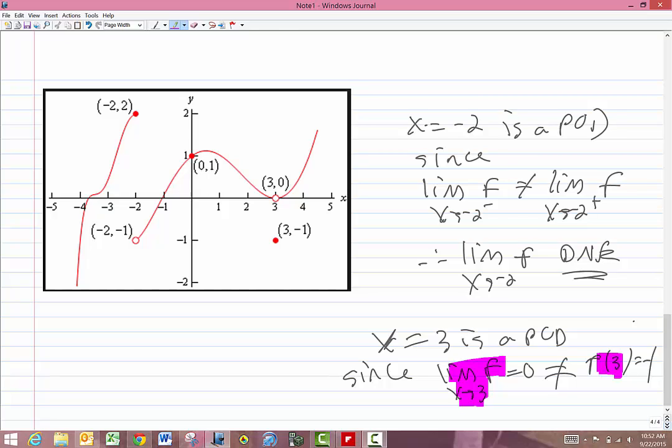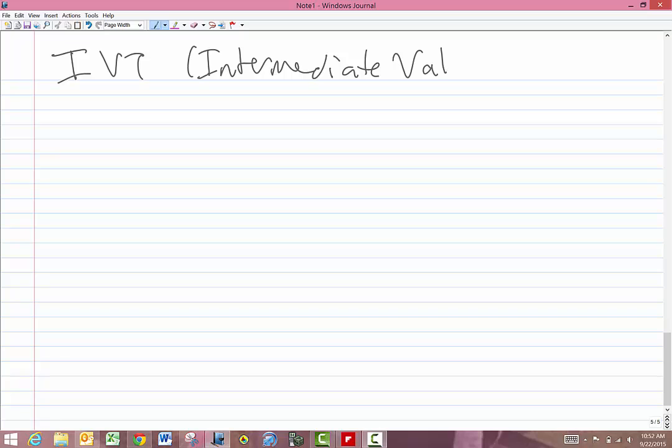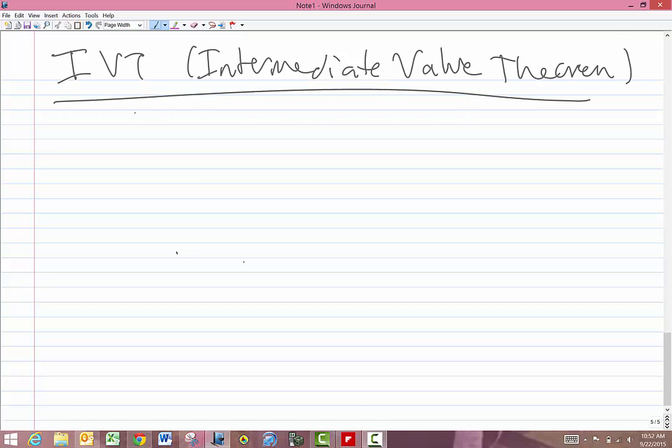Okay, one last idea. It's called the intermediate value theorem, IVT. And what that says is the following. As long as a function is continuous, and many existence theorems in calculus rely upon continuity on a closed interval, and oftentimes differentiability on an open interval. But for now, we're going to say if a function is continuous on a closed interval.